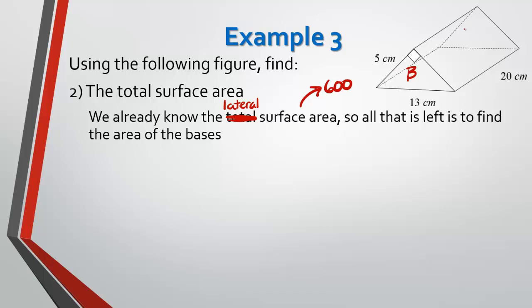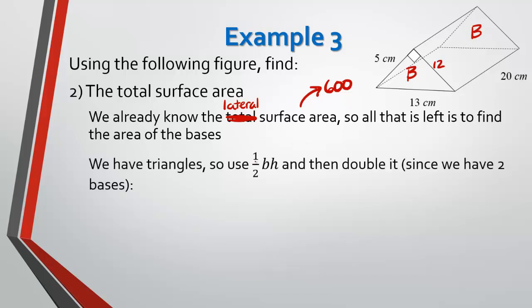So this one here and this one here, and we know that this is 12. So we have triangles, so we're going to use half the base times the height. So if I took this, and let's make it easy on ourselves, because we have a right triangle, if we flipped this so that the right angle was here, and we said, okay, well, I've got 5 and 12, or 12 and 5, however you want to do it, and then double it since we have two bases, we can figure out the total area pretty easy.